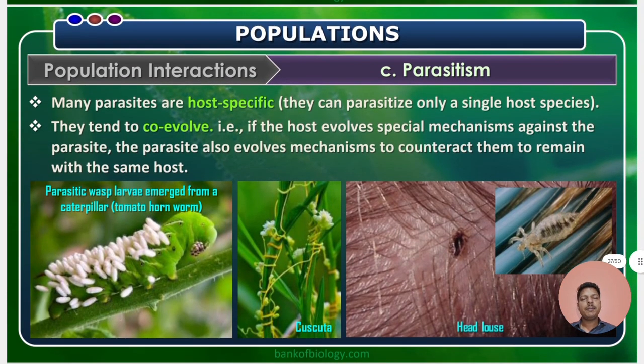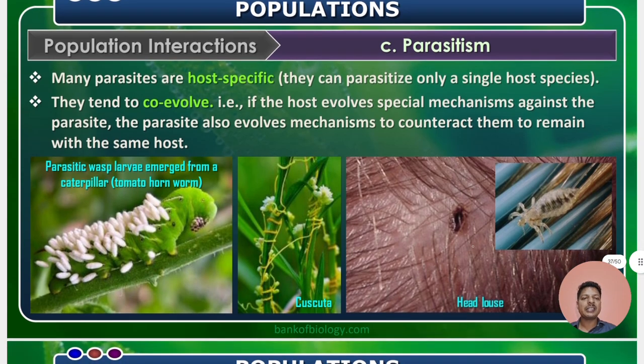Next, third is parasitism. Many parasites are host specific. Example, they can parasitize only a single host species. They tend to co-evolve. If the host evolves special mechanisms against the parasite, the parasite also evolves mechanisms to counterattack them to remain with the same host. Here you can see some examples: parasitic wasp larva emerged from a caterpillar, that is tomato hornworm, cuscuta, and head louse.